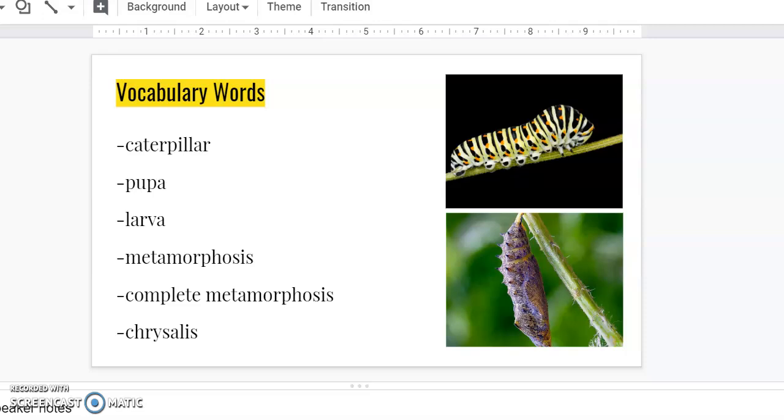Here are some vocabulary words. I'm going to say the word, and I would like for you to repeat after me. Caterpillar, pupa, larva, metamorphosis, complete metamorphosis, chrysalis.